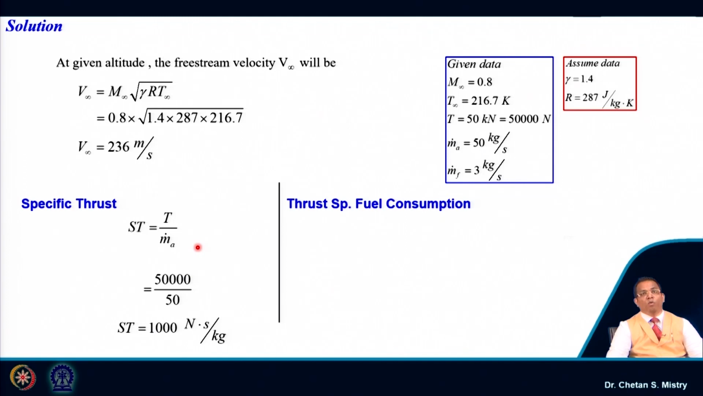Okay. Now, what we have next is my thrust specific fuel consumption. What we know about the thrust specific fuel consumption is that it is given by m dot f divided by T. This m dot f is given as 3 kg per second, and the thrust is given as 50 kilonewton. That will give me the thrust specific fuel consumption to be 6 into 10 to the power minus 5 kg per Newton second. Again, be careful about the units we are discussing.